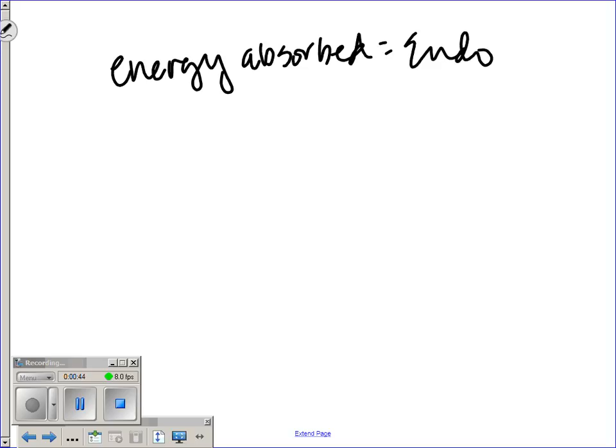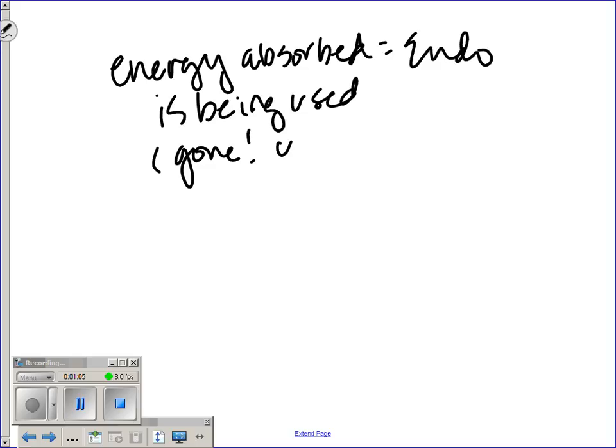It's helping the reaction, right? It's being used, for example, one of the examples was breaking bonds. So this energy being absorbed is being used up. It's being used to force the reaction to occur, to break the bonds, to allow it to meet activation energy. It's doing something, and it's gone. Once it's used up, it's gone. It is used up, or consumed is another way to say that. So it's no longer there.